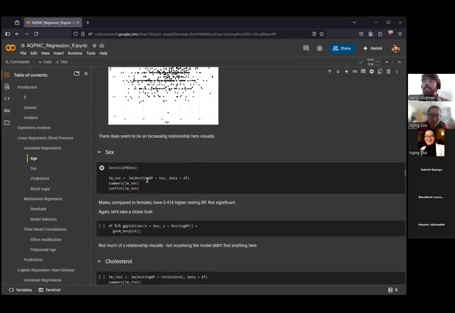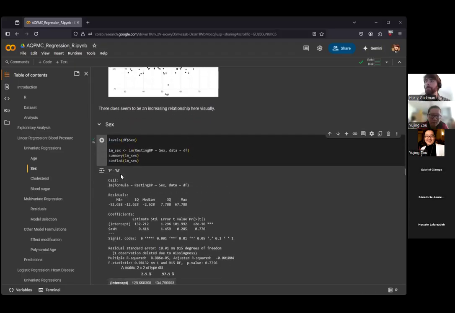So let's move on to sex. Before we told R that sex was a categorical variable. And I want to talk about how R handles categorical variables for a second. So let's run this box. This levels function tells us now what are the categories, basically. And the categories are female and male.